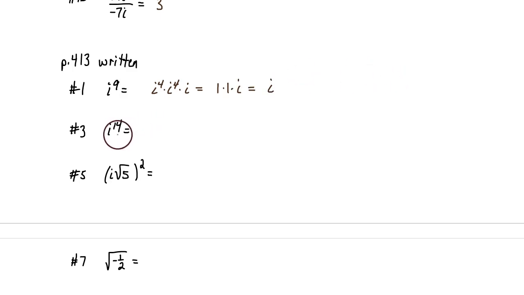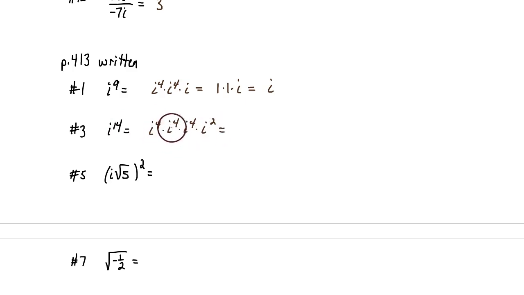Now I to the 14th. We need to extend our pattern. But instead of extending the pattern farther, let's factor it like we did in the first one. I to the 14th is I to the 4 times I to the 4 times I to the 4, that's already 12 of them, times I to the 2. Those exponents add up to 14.